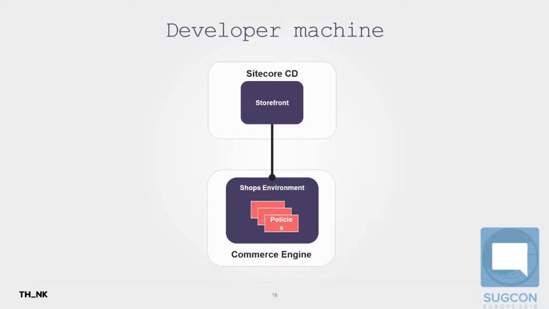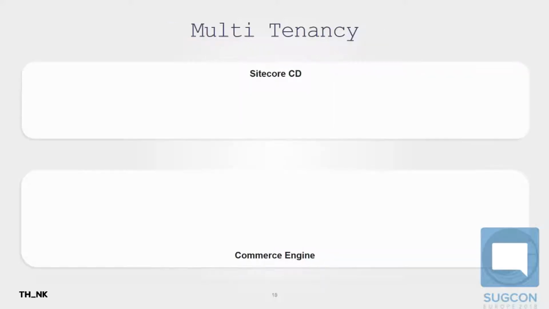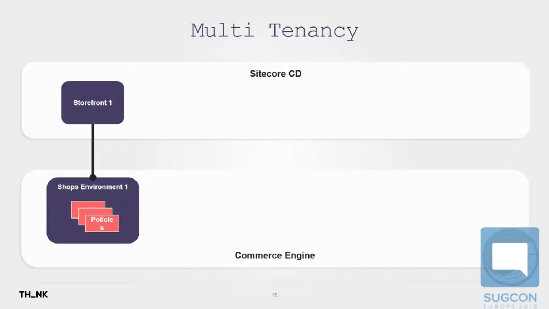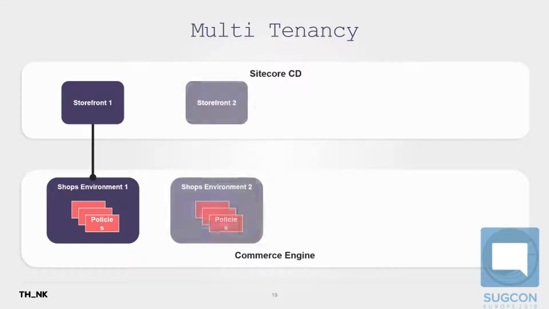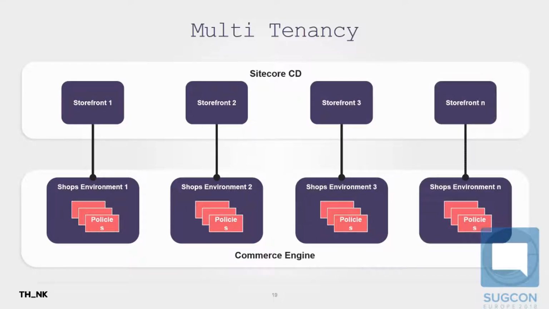And then if you look at a multi-tenancy or a scaled environment, the requirement was that you would like to have multiple shops. So you can have storefront 1, which is talking to shop environment 1, that contains the policies for them. We'll look into what policies are. And then storefront 2, same seed instance, and so on. And then you can scale these into their own environment and own instances if you need to.